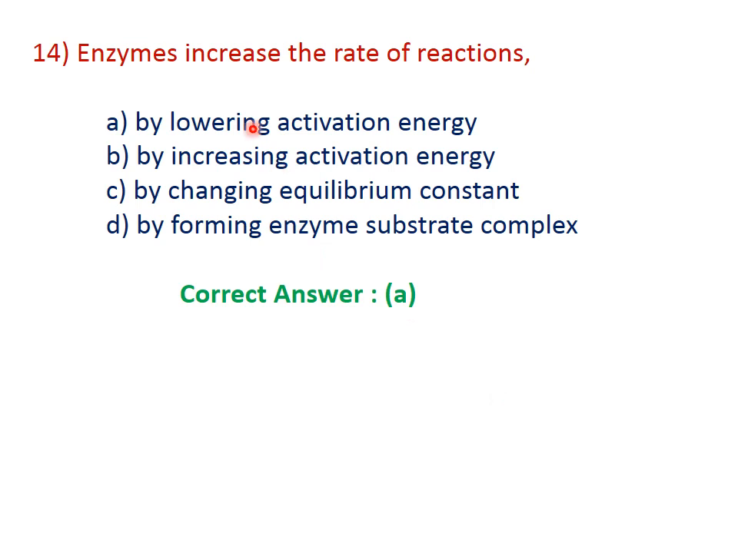Question number 14. Enzyme increase the rate of the reaction by lowering the activation energy, by increasing the activation energy, by changing the equilibrium constant, and by forming enzyme substrate complexes. The correct answer is A, by lowering the activation energy. Enzyme use பண்ணும்போது rate of the reaction increase ஆகும், காரணம் enzyme use பண்ணுறதுனால activation energy வந்து குறையும். அந்த reactionனுடைய activation energy குறையும். அதனால் by lowering the activation energy is the correct answer.